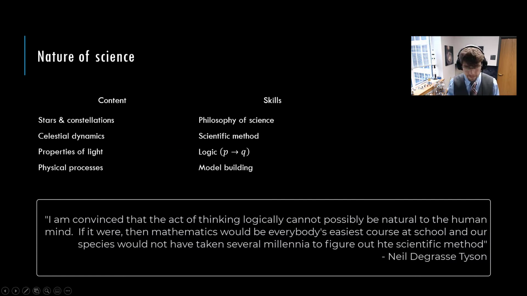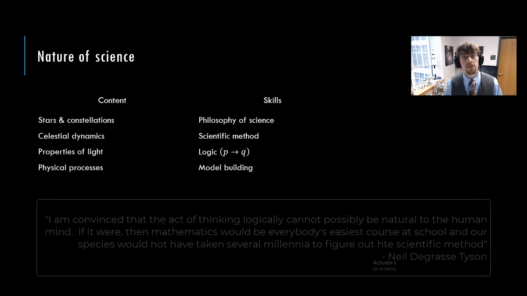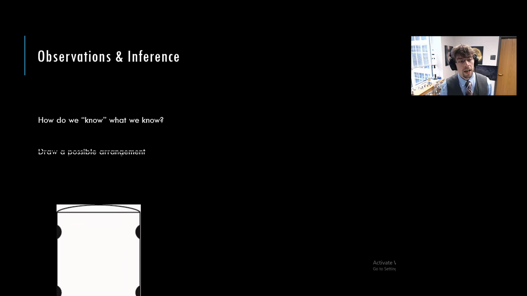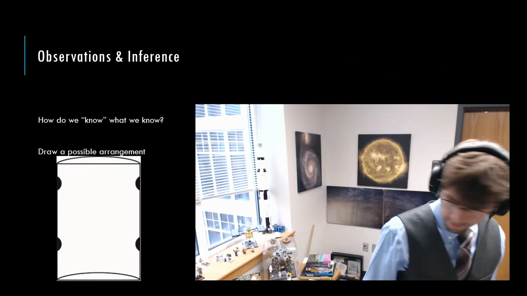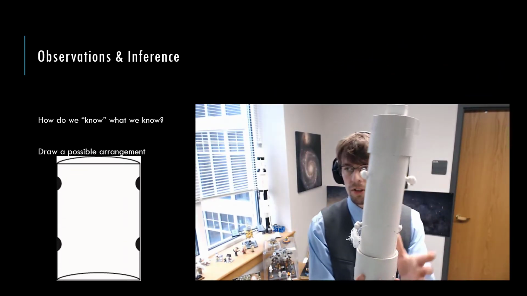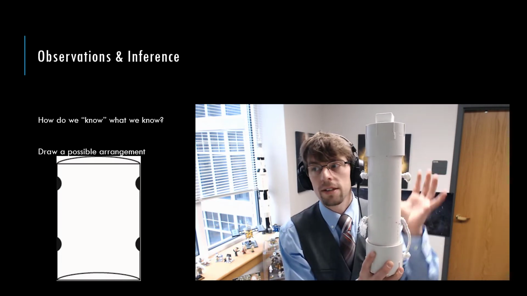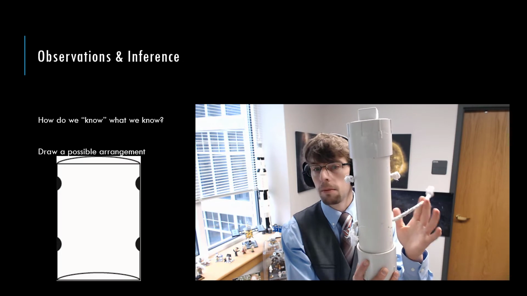Okay. So let's start off with just the nature of science, the philosophy. And the question comes down to, how do we know what we know? So before you here, I have a tube. Okay? So I have a tube. And you'll notice that it has 4 knots. Okay? I've got this bottom one right here.